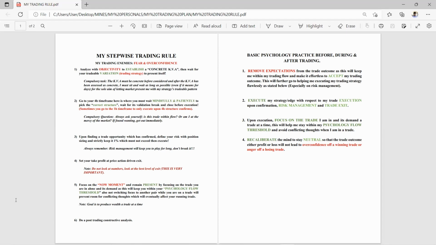Like I said, the goal right here is to produce wealth, a trade at a time. You don't have to focus on many other trades, because when you focus on one trade at a time and you follow the demand of the trade and you get good results, it builds your confidence. And everything you need in trading to be successful is confidence. If you can have the confidence that you're going to wake up today, follow your process, and make money, you have gotten to a level where you are unstoppable.